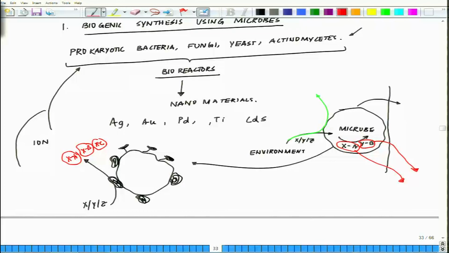Depending on where it is happening, it is either extracellular or intracellular. If it is happening outside like this, we call this kind of synthesis extracellular synthesis. And if it is happening inside the cell, here we call it intracellular synthesis.